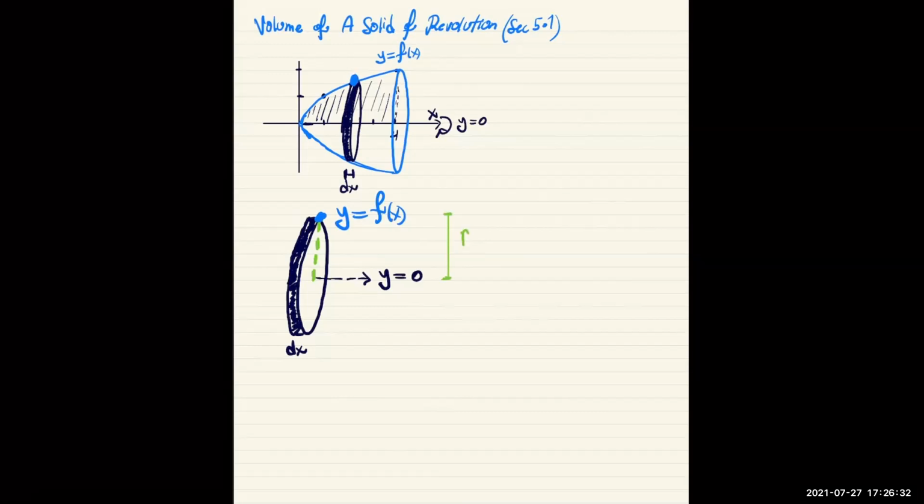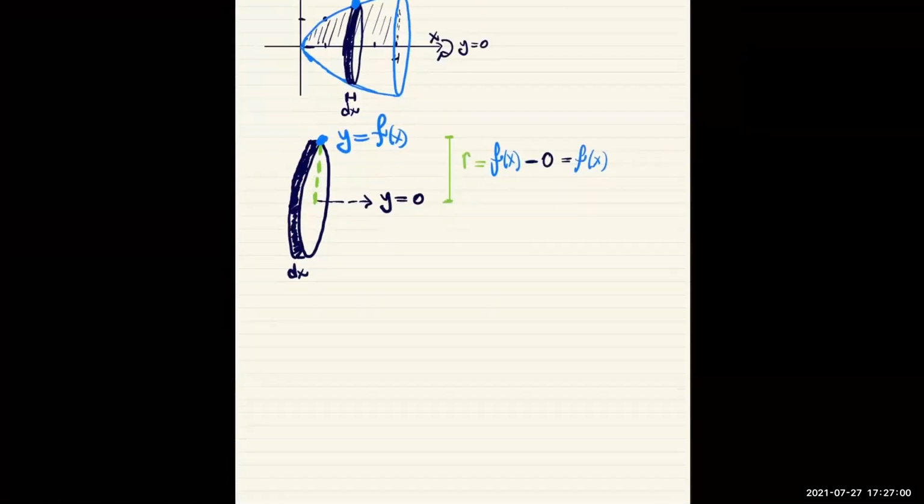This is r. R is the difference between f of x and 0. Again, think of it as the top y minus the bottom y. This equation minus this equation, which is just f of x. That's a radius.